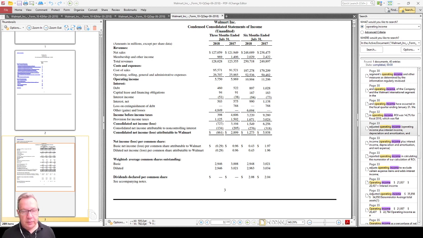Be very careful, because I published the 3 months and the 6 months income statements. You can use either one of them, but you've got to be consistent. You've got to use the same one throughout. Otherwise, you're in trouble. That's a big mistake.